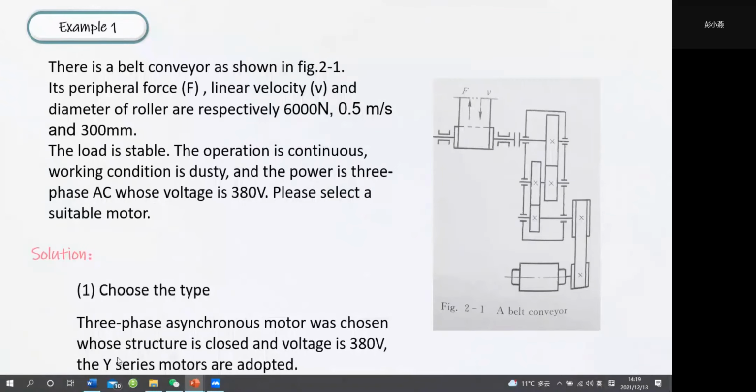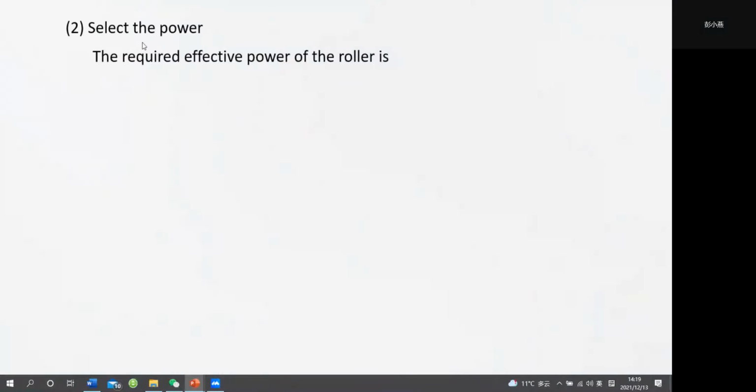Okay, we choose the Y series motor, and then to select the power for the Y series motor, the required effective power of the working part, the roller, can be calculated by this equation. F is the force, V is the linear speed, okay? And then we can calculate the required power of the roller.